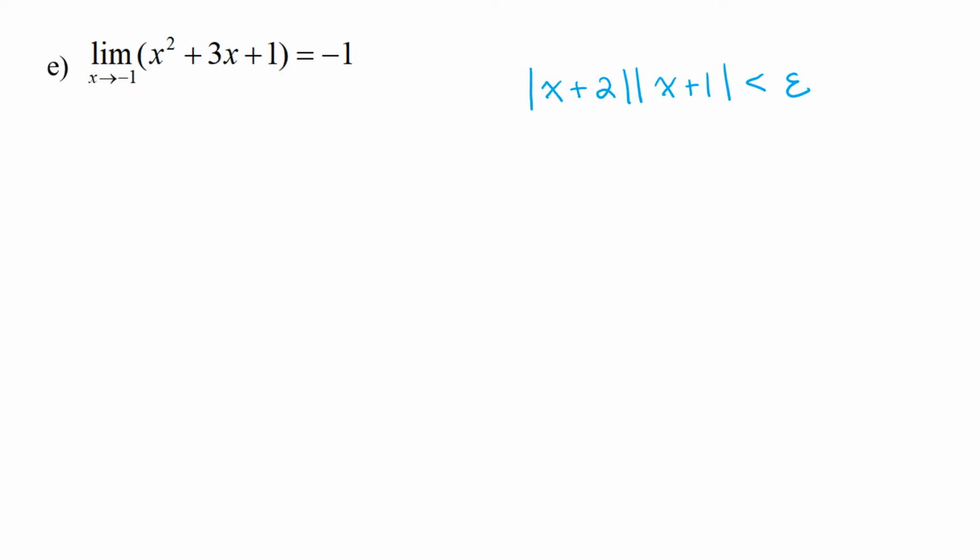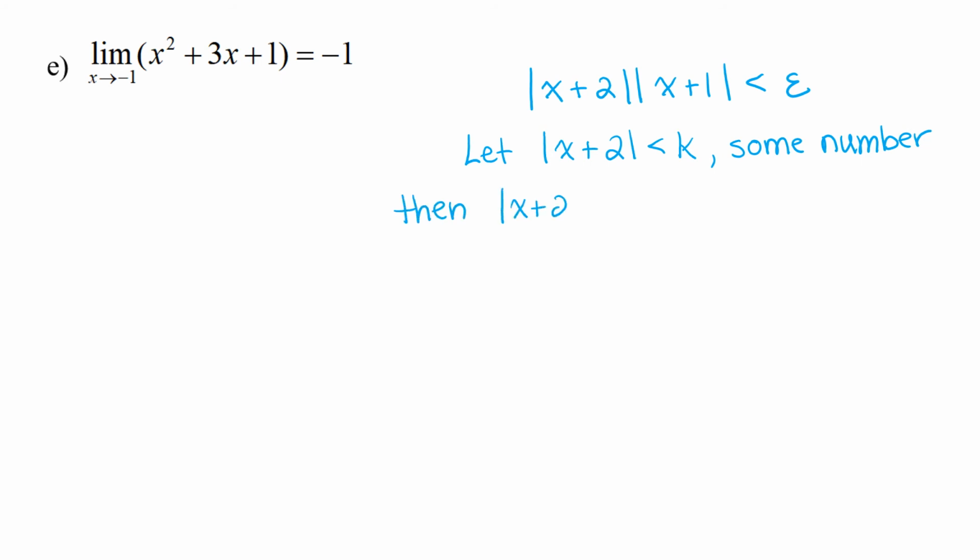Now we can't divide by that absolute value of x plus 2, but we can let the absolute value of x plus 2 be less than k, which is some number. And if that happens, then the absolute value of x plus 2 times the absolute value of x plus 1 is less than k times the absolute value of x plus 1, which is less than epsilon. And now we can divide by k.